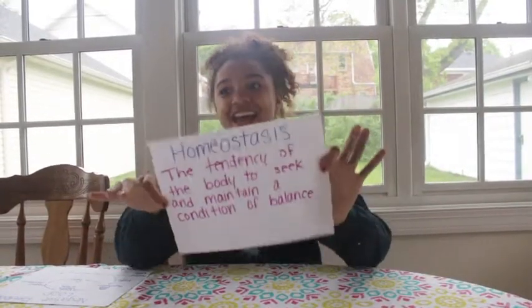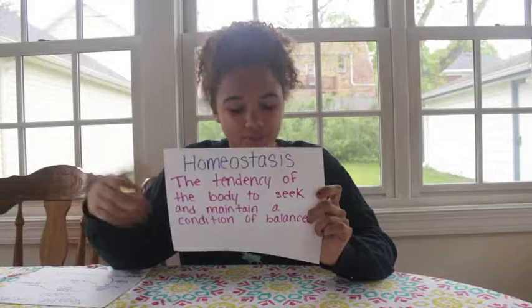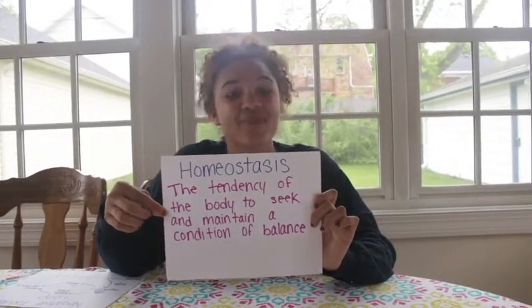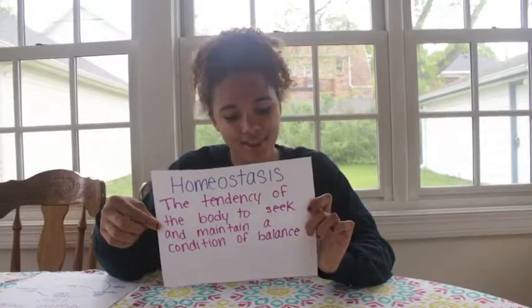Lucky you, we've reached the end of first semester. You really wish this was it, but second semester is 1,000 times worse. So the first thing we go through is homeostasis and survival, or feedback loops. Homeostasis is the tendency of the body to seek and maintain a condition of balance.